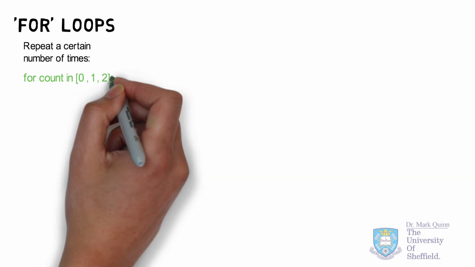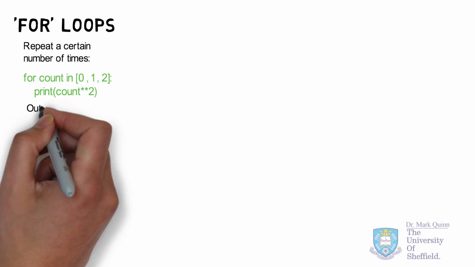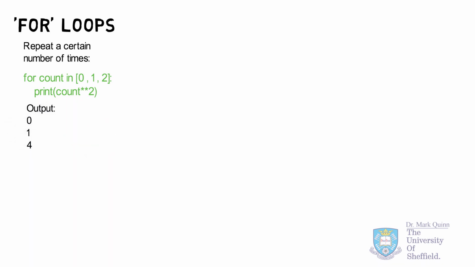The for loop is defined again using a simple syntax. In this case, it's for a variable in some list, do a command or a sequence of commands. In this case, the variable is count, and for count in some list, do something. So the for loop iterates through that list, so count will have a value of 0, 1, and then 2. And the simple command we're using here is printing count squared. So the output of this simple for loop will be 0, 1, and 4.